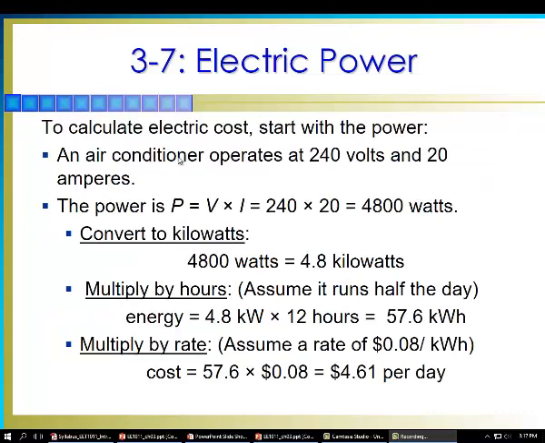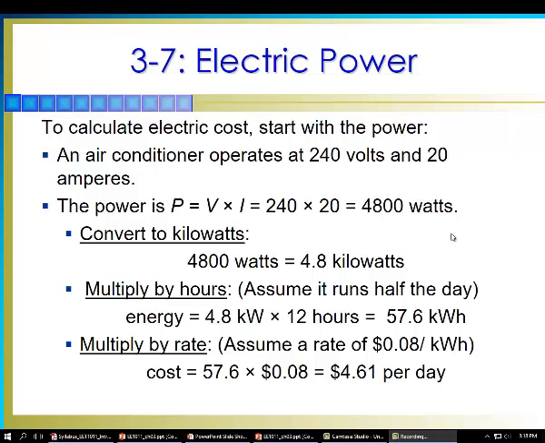Let's calculate the cost of electricity as the power company bills you. If you have an air conditioner that operates at 240 volts and 20 amps, the power consumption of this device will be the voltage times the current. So 240 times 20 gives you 4,800 watts. This is a typical unit that we can convert into a multiple of watts. Instead of saying 4,800 watts, we can always say it's 4.8 kilowatts.